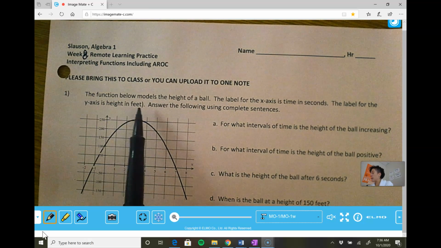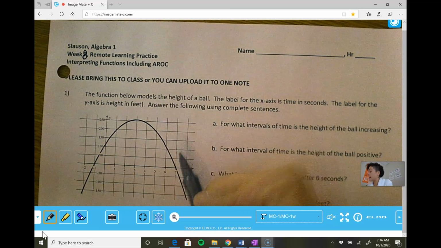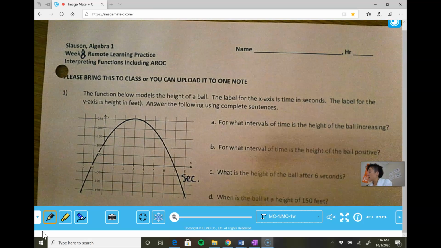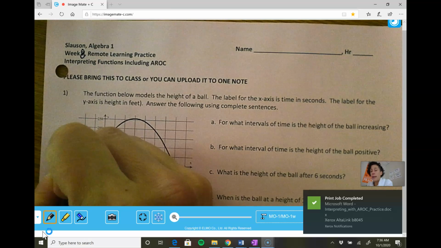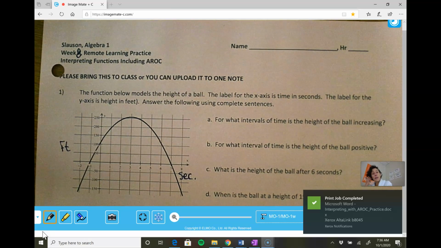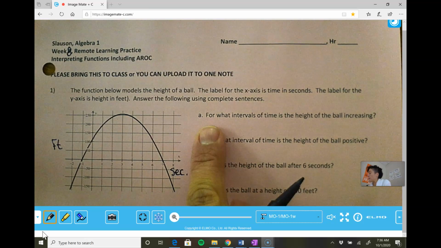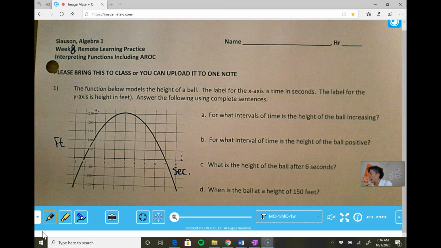All right, so let's take a look at what this says. It says below it models the height of a ball. The label for the x-axis is time in seconds, so I'm going to write that on my graph. I'm just going to abbreviate it. And the label for the y-axis is height in feet, so I'll put that over here. We're going to answer the following using complete sentences, though some of them we're not going to. We'll talk about the complete sentences.